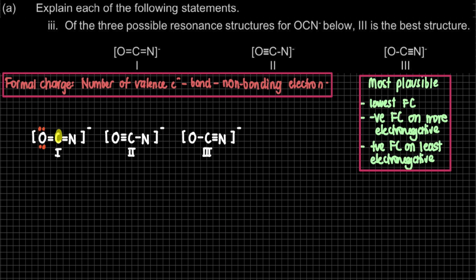For the carbon itself, this carbon has 1, 2, 3, 4, 5, 6, 7, 8. So the carbon already achieved octet. There's no need for the lone pair. Okay, so nitrogen here already has 1, 2, 3, 4. So it needs 4 more to achieve octet. That is only for structure 1. Then you have to check for structure 2 and structure 3.